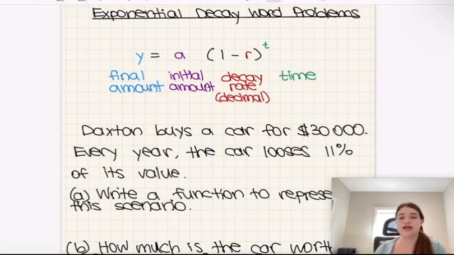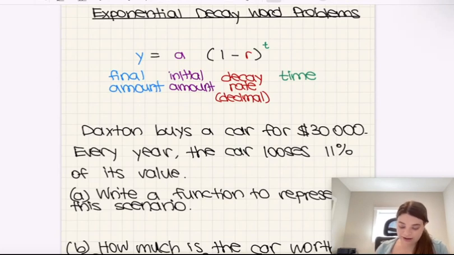And so just making sure the time is in the same units as the decay rate's time aspect is important, right? So for example, if a car loses 11% of its value every year, then the time needs to be in years, right? Or let's say that the half-life time happens every couple of hours or something like that. We have to account for that when it comes to the time that we're putting in.